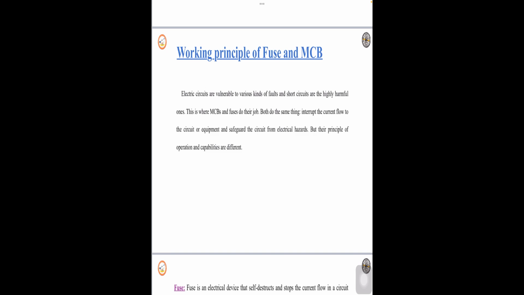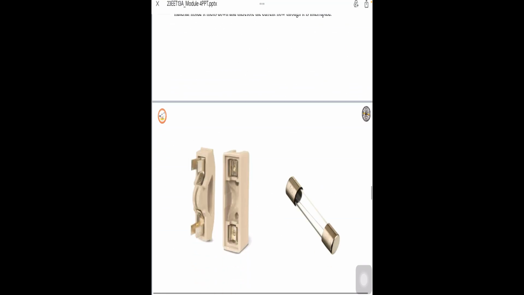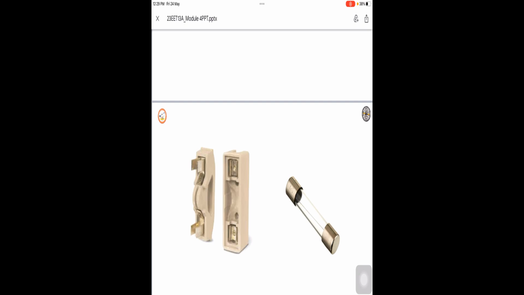It should have good conductivity, low melting point, low specific heat, low cost, and non-deterioration due to oxidation. Generally there are a few ratings of the fusing element. Rated current is nothing but the maximum current which the fusing element can carry without any undue overheating or melting. And fusing current is the minimum value of the current at which the fuse element starts melting and breaks the circuit.